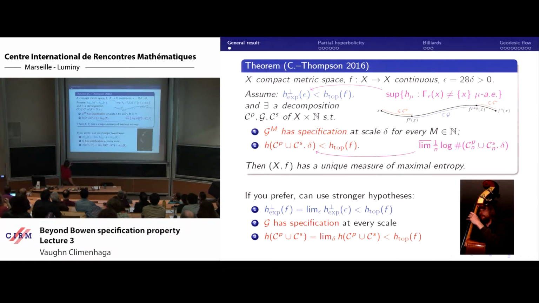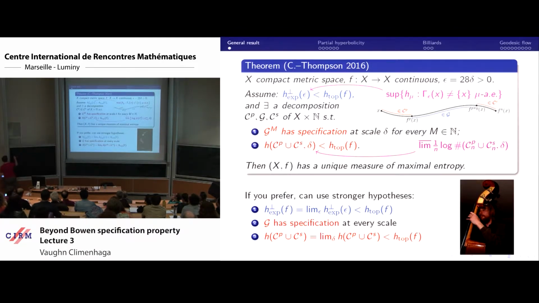So I remind you that by this, I mean you consider all measures with this non-expansivity property, the property that almost every point has a non-trivial bi-infinite Bowen ball, so it fails to be expansive. You take the supremum of measure theoretic entropies over such measures, and that's the entropy of obstructions. You want that to be smaller than the topological entropy so that every measure of sufficiently large entropy is behaving as if almost expansive. Then we need a decomposition.